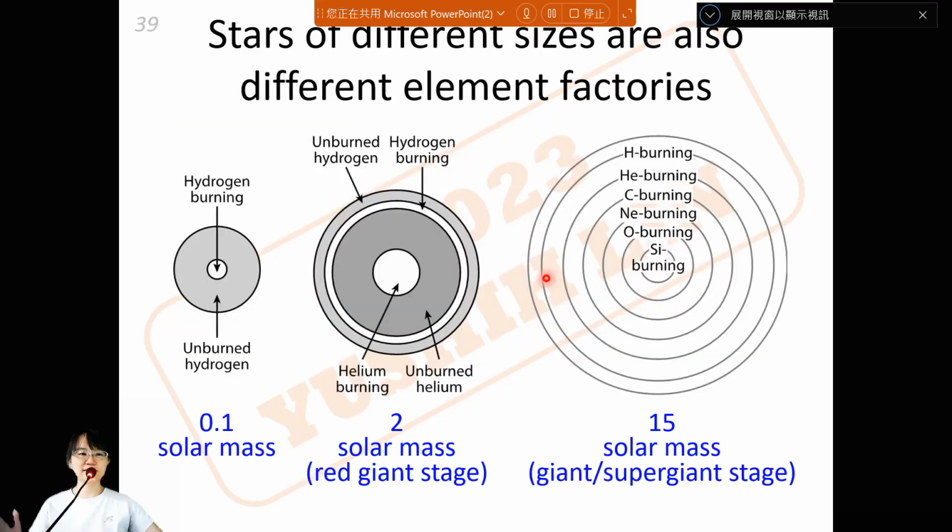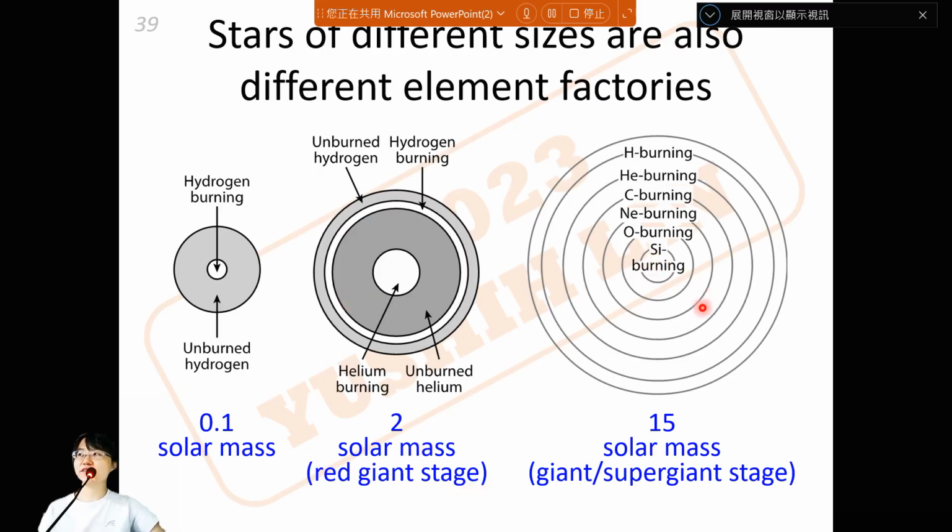Based on what I just said, the relationship between the elements that can be fused in a star and the mass of a star: stars of different sizes are also different element factories. This is a small star, like 0.1 solar mass. In this kind of small star, what they are doing is just fusing hydrogen to helium. If it's a little bit larger, like 2 solar mass, then it will have maybe 1, 2, 3, 4 layers. I will explain this later because our sun can also reach this stage at its red giant stage.